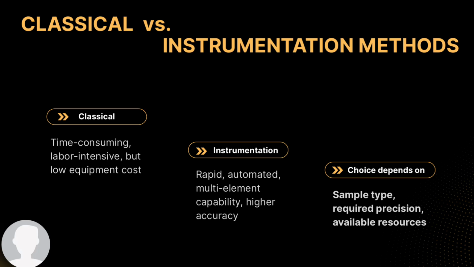To summarize the two fields, classical chemistry is often time consuming and laboratory intensive, yet it features low equipment costs and excellent absolute accuracy for high concentrations. Instrumental methods are rapid, highly automated, and multi-element capable but carry steep capital costs. Ultimately, choosing a method depends entirely on your sample type, the required precision, and available laboratory resources.